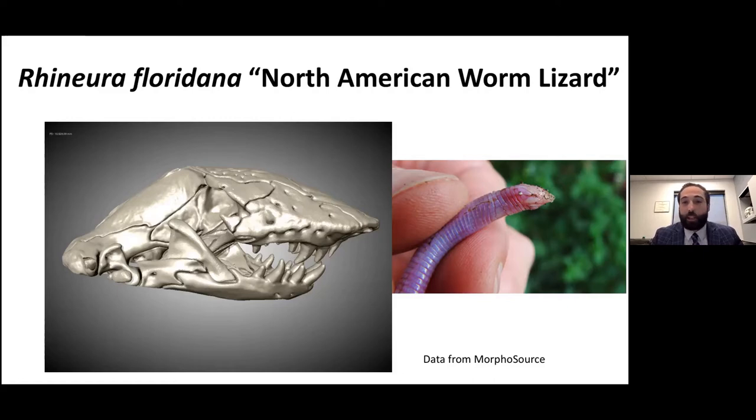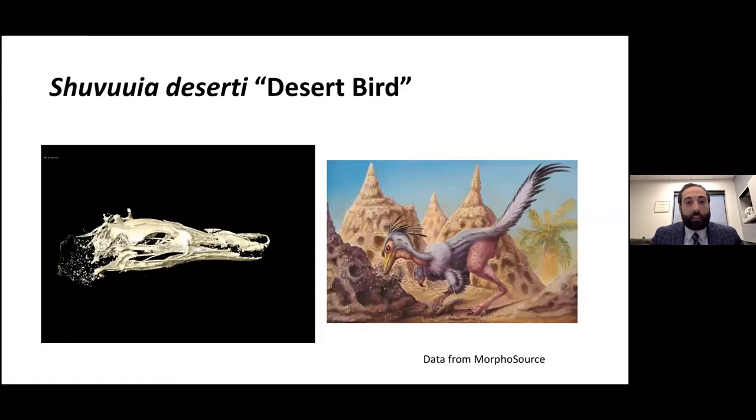So this is a picture of what's called the North American worm lizard, which is just this kind of weird legless lizard found down in Florida. You can also use it on fossils. So you can take things like this theropod dinosaur, Shuvuia deserti, known as the desert bird. You can segment out its skull, and you could glean into the evolutionary history of the theropod, or ultimately the lineage leading to modern day birds. If you were interested in that type, maybe loss of teeth that would have been occurring at this juncture in bird evolution.